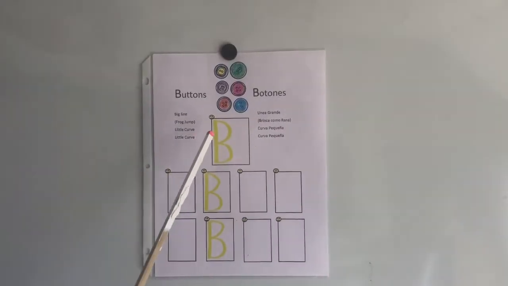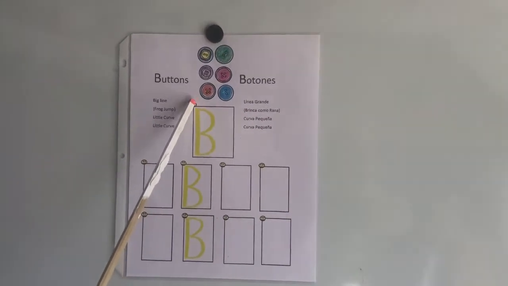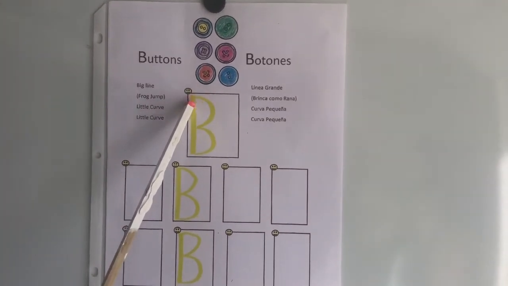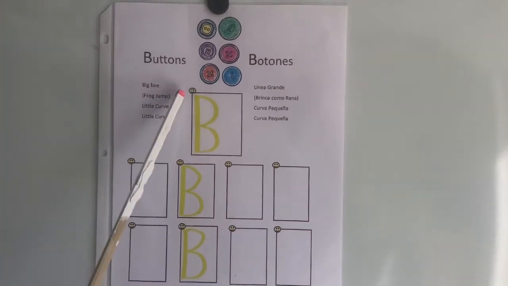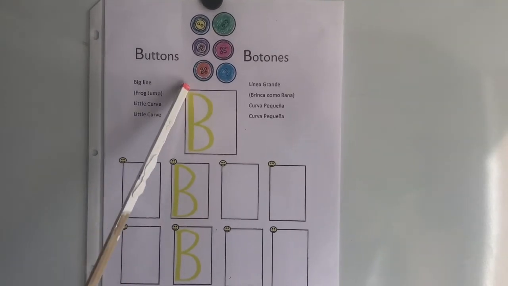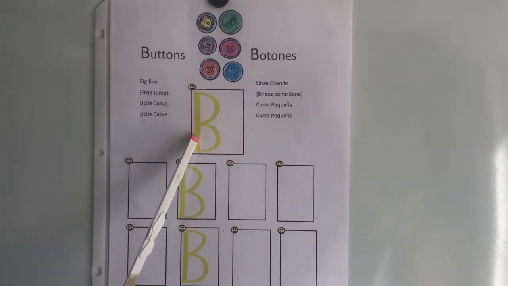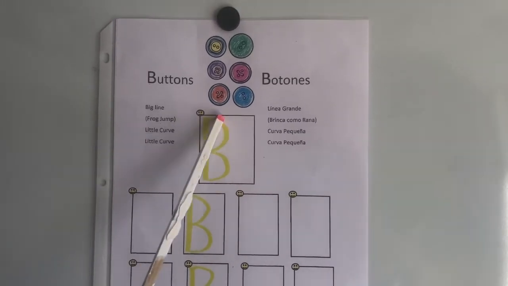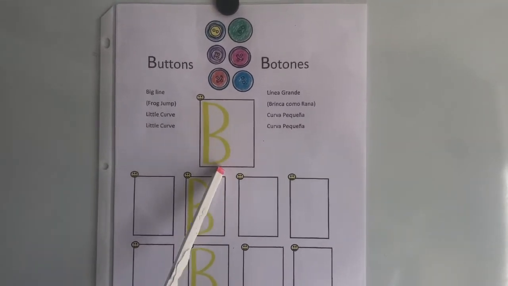Right, for the letter B, we're going to start up here at the top. Vamos a empezar aquí. Big line, frog jump, little curve, little curve. Vamos a empezar aquí en la esquina. Línea grande y brinca como rana. Curva pequeña, curva pequeña.